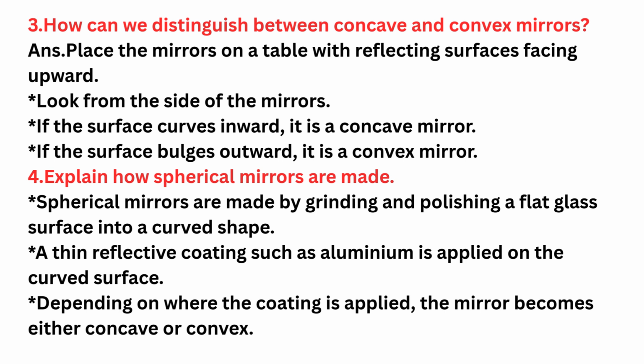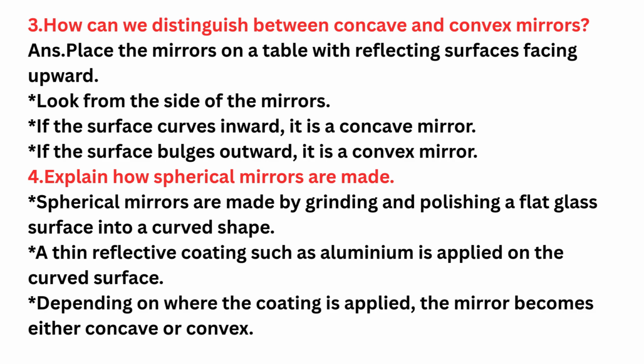Question number 3. How can we distinguish between concave and convex mirror? Answer. Place the mirrors on a table with the reflecting surfaces facing upward. Look from the side of the mirrors. If the surface curves inward, it is a concave mirror. If the surface bulges outward, it is a convex mirror.